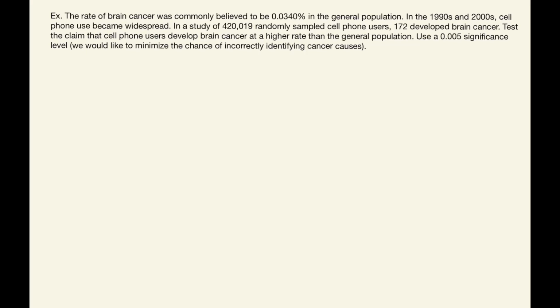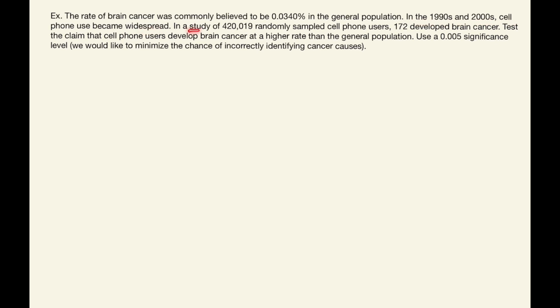In this example, we will conduct a hypothesis test for a proportion. The rate of brain cancer was commonly believed to be 34 thousandths of a percent in the general population. This means that the proportion of individuals in the general population who developed brain cancer was 34 thousandths of a percent. Now, in the 1990s and 2000s, cell phone use became widespread.